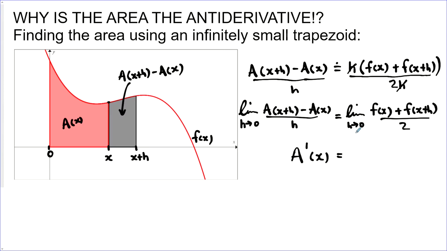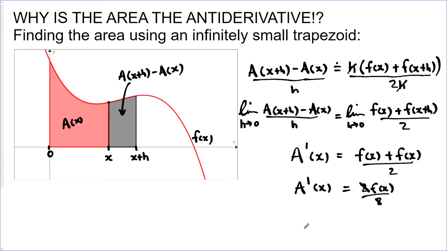On this side here, the only h we have is right here. So if we let h go to 0, all we'll have is f of x plus f of x divided by 2. And that can be simplified to 2f of x divided by 2, and we can cancel that out. And that means that the derivative of a of x is equal to f of x. And that's what we saw in the previous examples.